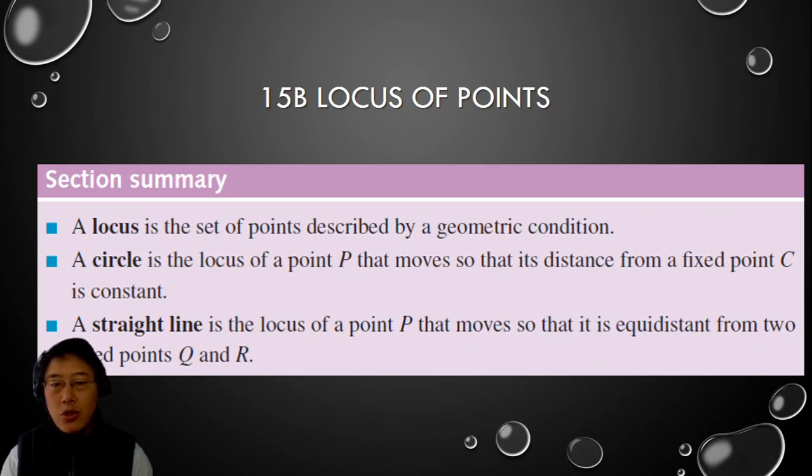The last one is a straight line. So it's a locus of a point that moves so that it is equidistant from two fixed points Q and R. What's particular about that description is that the straight line that represents the positions of the point P is perpendicular to QR, and we'll prove that, or we'll show that through an example.